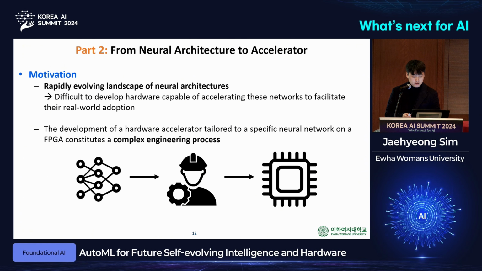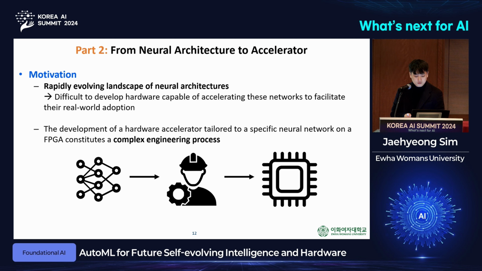Now I'm going to move on to the second part of our research. So here we are going to put a neural architecture as an input, and we are going to generate an accelerator as an output. It's end-to-end accelerator generation, a fully automated generation process. The motivation behind this research is that we have a rapidly evolving landscape of neural architectures.